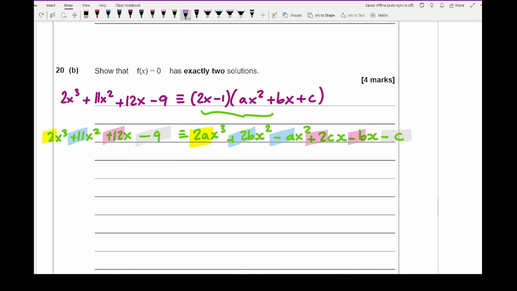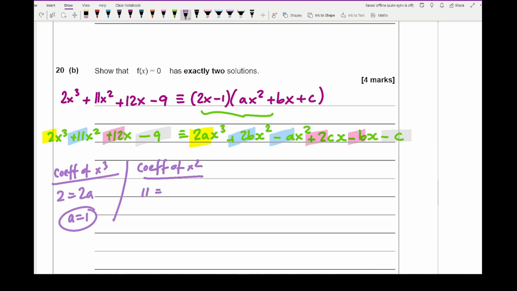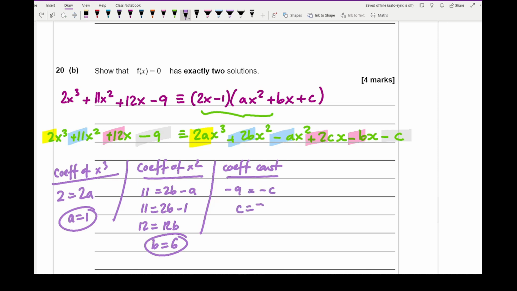So from this straight away, if I look at the coefficients of x cubed, on the left hand side I've got 2, and on the right hand side I've got 2a. So that means that a equals 1. Then if I look at the coefficients of x squared, I've got 11 on the left hand side, and 2b minus a on the right hand side. Now a equals 1, so I've got 11 equals 2b minus 1, so 12 equals 2b, so b equals 6. And then looking at the constant, I've got minus 9 on this side and minus c on the right hand side, so c equals 9.